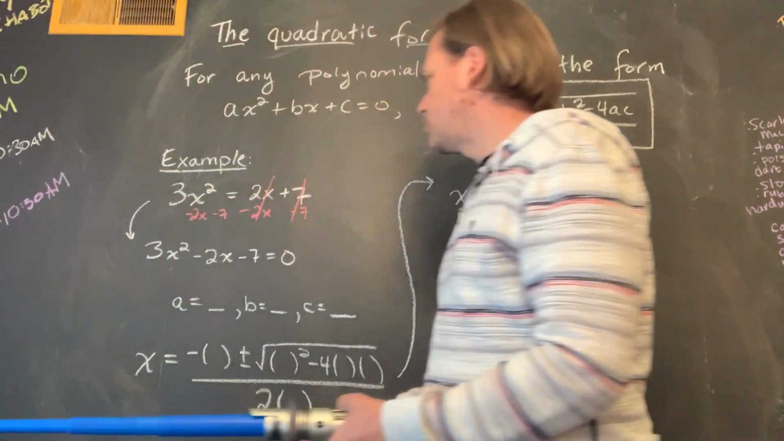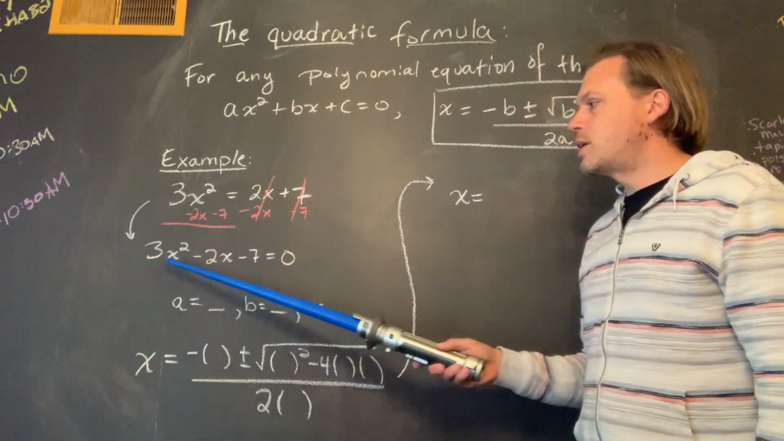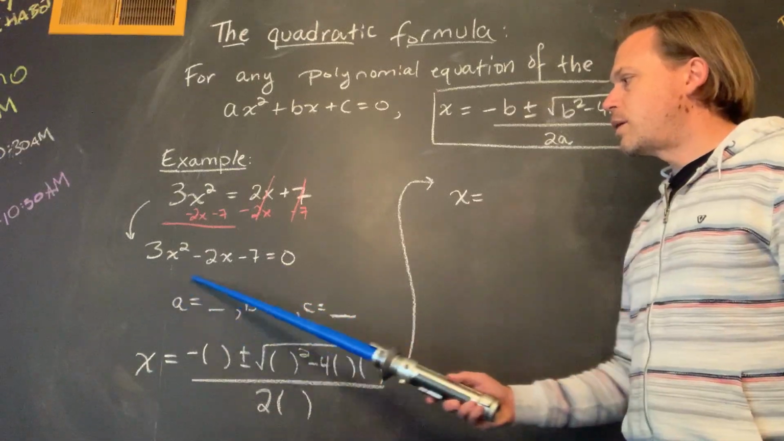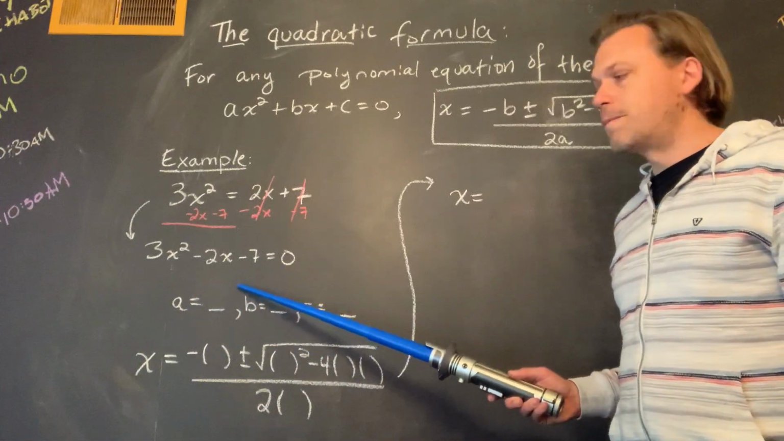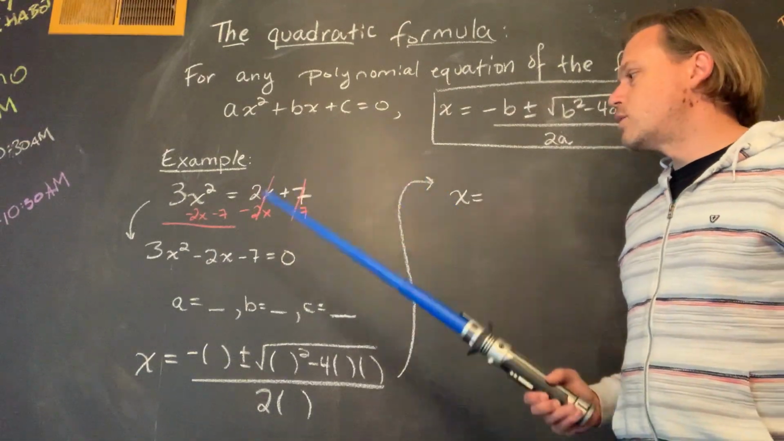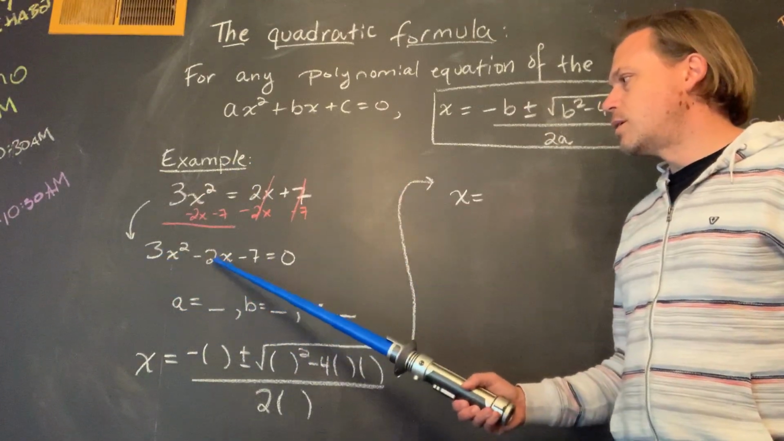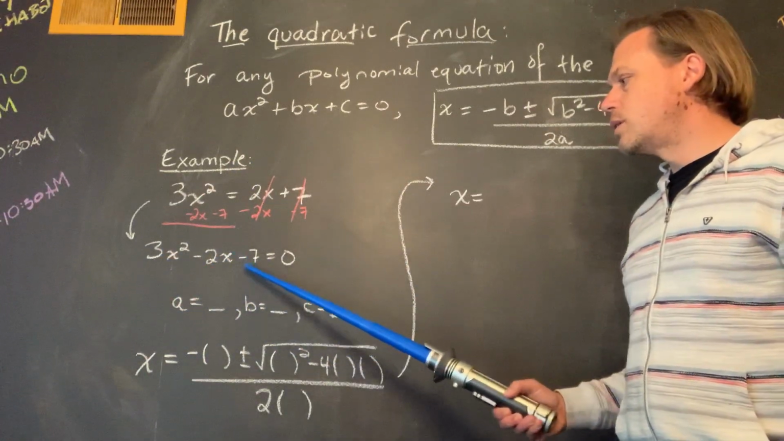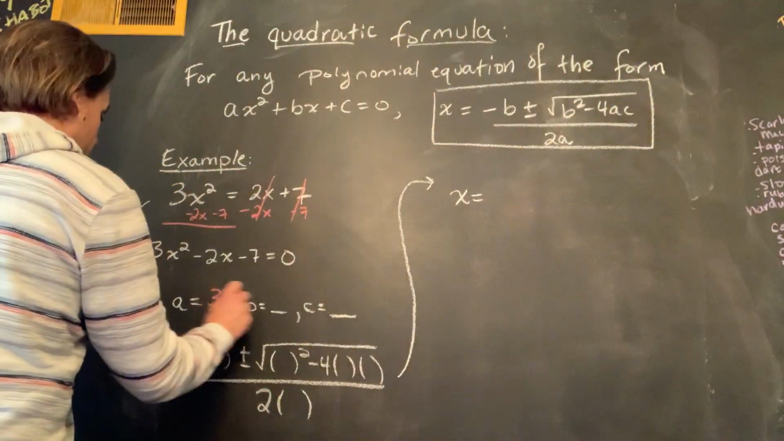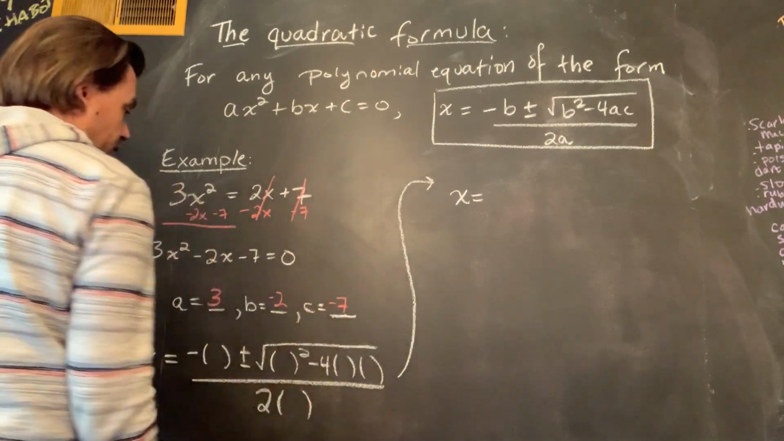When I do that, put everything together. They're not like terms, so I just have 3x squared minus 2x minus 7 all equal to 0. Now when I have all this over here in this order, equal to 0, I've got it written in this form. And so now I know what my a, my b, and my c is. a has to be 3, b has to be negative 2, and c has to be negative 7. So I'll write those down. 3, negative 2, negative 7.